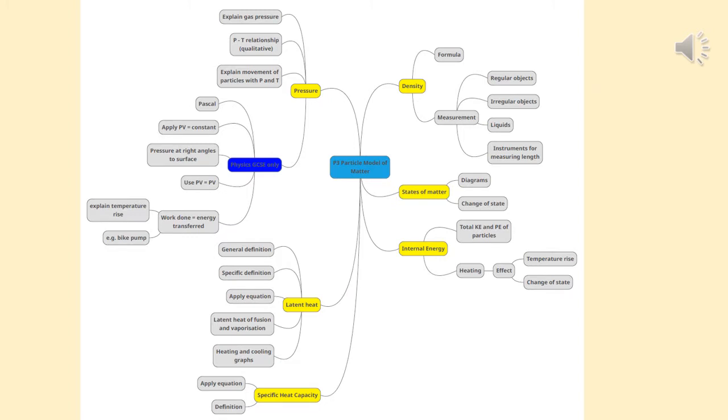This is the third of 4 videos looking at P3 Particle Model of Matter from the AQA Physics syllabus. Each time I've used this mind map here to focus ideas. In the previous 2 videos we've looked at density and the states of matter with internal energy. In this one we'll be looking at latent heat and specific heat capacity.